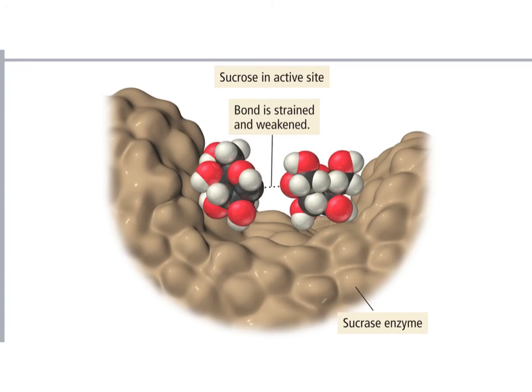Okay, and so here's this sucrose in the active site. This starts to strain the bond between the glucose and the fructose. And when that bond gets strained, it eventually gets broken. This is what is called a sucrase enzyme.